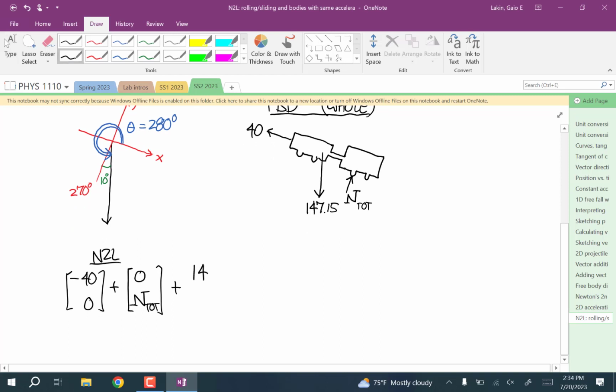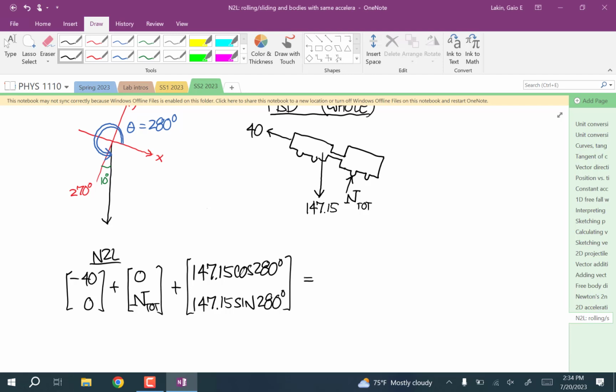So this is 147.15 times the cosine of 280 degrees, and 147.15 times the sine of 280 degrees. We'll calculate that in a second. Three forces in the free body diagram. We have the three forces, so that's everything on the left side. And now this is equal to the mass times the acceleration. The mass of what we're isolating is 15.